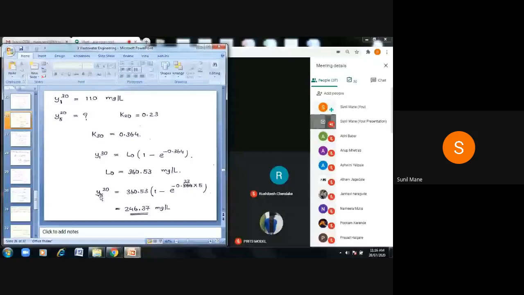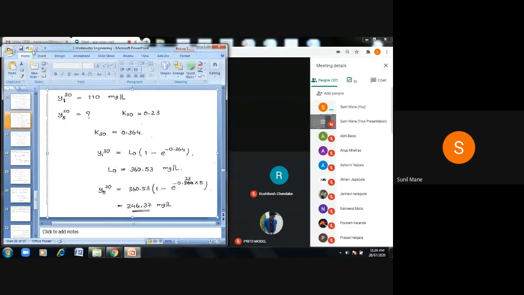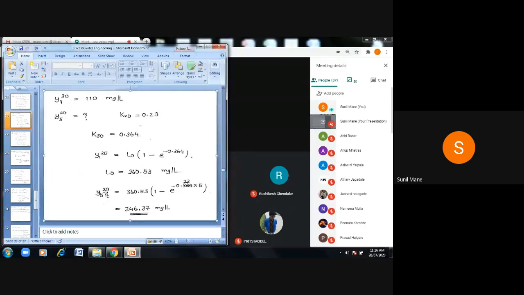So y5 at 20 degrees Celsius is equal to L0 into 1 minus e raised to minus 0.23, that is k, into 5. Why 5? Because we are calculating the BOD after 5 days. It is just a calculation. From this calculation, we get the answer 246.37. That is y5 at 20 degrees Celsius.